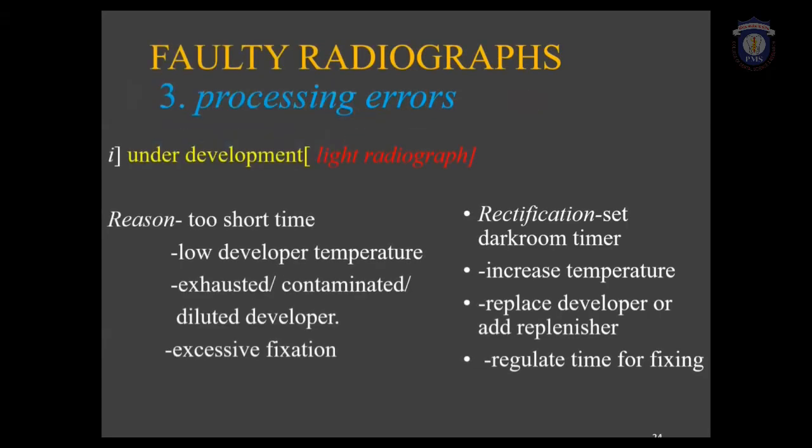Primarily, a light radiograph because of underdevelopment. Here, the developer temperature was too low, or the developer was completely exhausted, or it could have been contaminated, or a diluted developer, or due to excessive fixation. So to rectify this, we need to ensure that the darkroom timer was accurate or it has been set properly. The developer was replenished or replaced at adequate intervals. The fixing was done for the required amount of time.